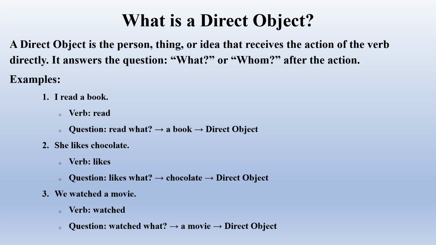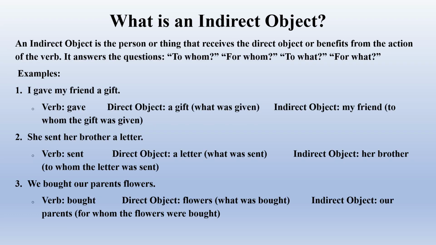We watched a movie. The verb is watched. Ask the question, watched what? A movie. A movie is the direct object. The second type of object is the indirect object. What is an indirect object?